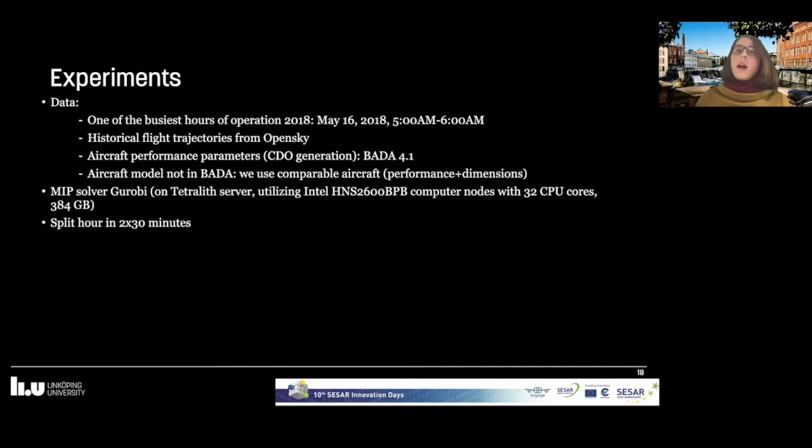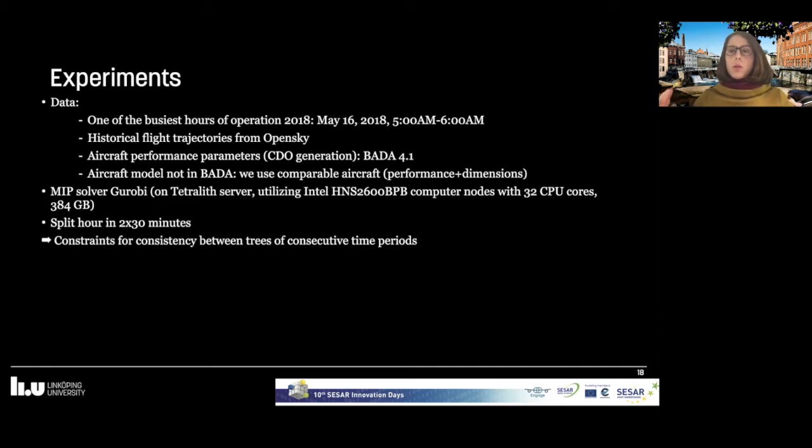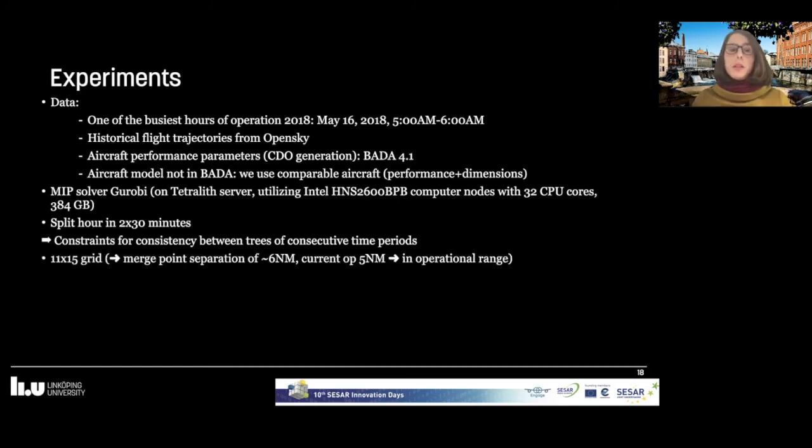We split the hour that we consider into 2 times 30 minutes. Why? Well, because for some aircraft we needed to stretch a path. And when they then at some point have already arrived at the runway and we still use a stretched path, this is no longer optimal. So we need to compute a new tree regularly, roughly in the order of the time that the aircraft spend in the TMA. And then we use those constraints that enforce consistency so that the trees do not differ too much. And we use an 11 by 15 grid, so we have a merge point separation of about 6 nautical miles.